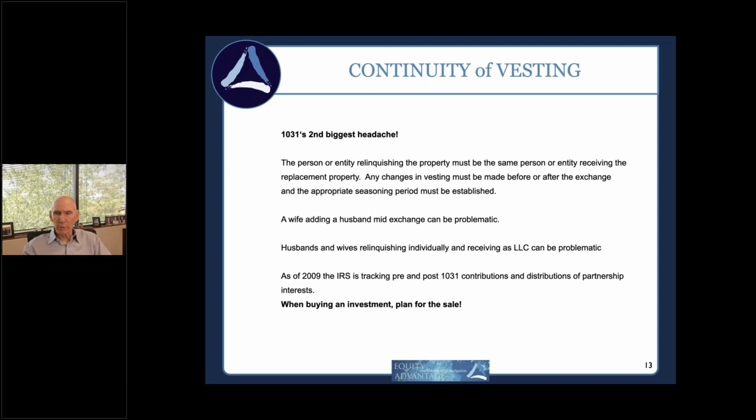So the continuity of vesting, we talked about this a little bit, just means the taxpayer that relinquishes has to receive. Understand a partnership is the taxpayer, even if that partnership or LLC might have 10 members. So it's really important. I tell people all the time when they ask, well, when do you want me to think about an exchange? I say, well, when you buy the property, because odds are you're not going to own it forever. Especially in a partnership, how often have you had a partnership in something where it just went into perpetuity? So it's really important to understand the plan for the disposition when you're making the acquisition.